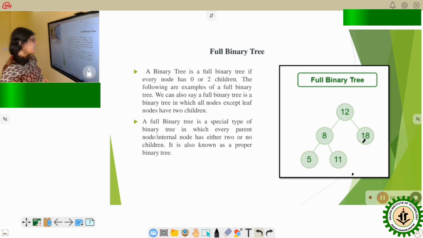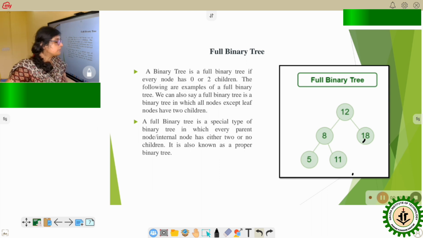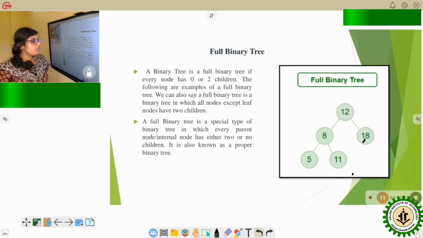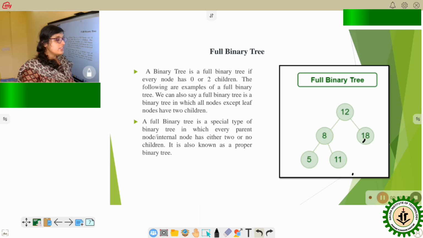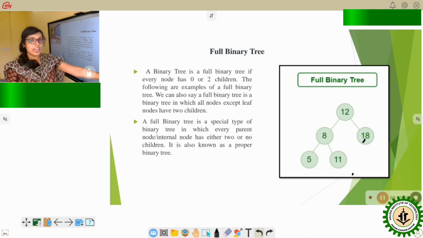We can also say a full binary tree is a binary tree in which all nodes except the leaf nodes have 2 children. So, what are the leaf nodes here? What is the definition of a leaf node? If the node has no more children. So, here 5, 11 and 18 are the leaf nodes. 5 has no children, 11 has no children, 18 has no children. These three are the leaf nodes of this binary tree.